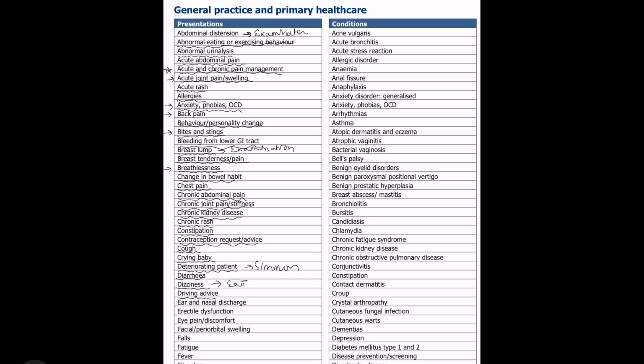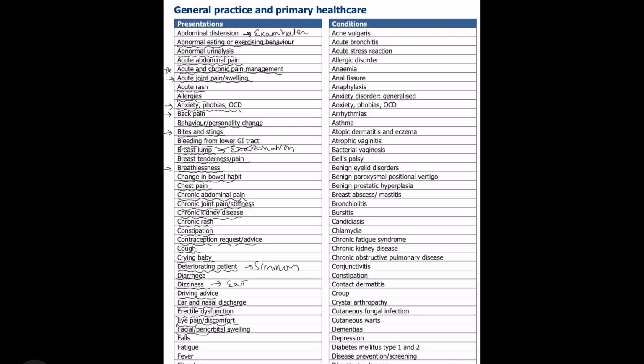Driving advice mostly comes as part of some other presentation, not only as simple GP advice. It comes as a person suffering from some disease, and you have to give the patient advice about driving. Ear and nasal discharge, which is flu. Erectile dysfunction, that can be due to some medications he's taking, or that can be due to stress.